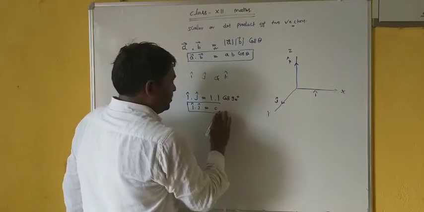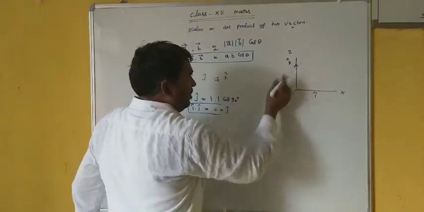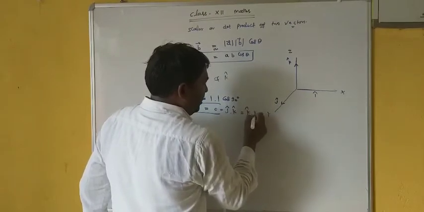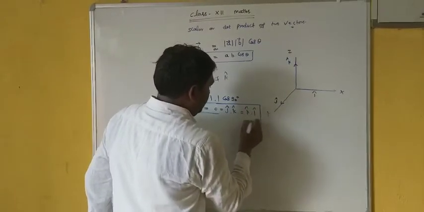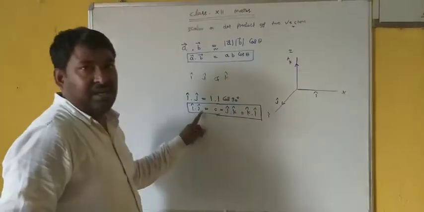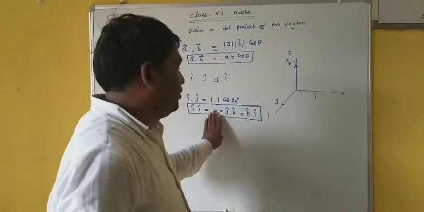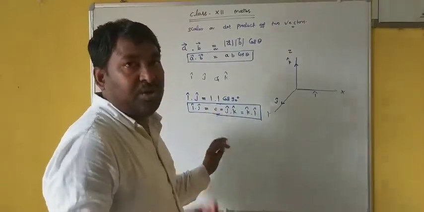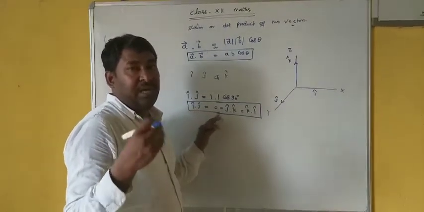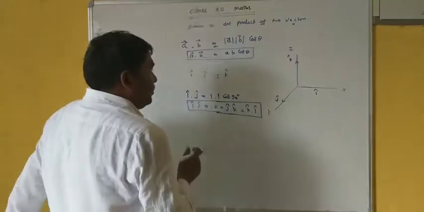Similarly, since j and k are also perpendicular and k and i are also perpendicular, we can say that i dot j, j dot k, k dot i will give you 0. The dot product of i cap, j cap or k cap with each other will be 0.